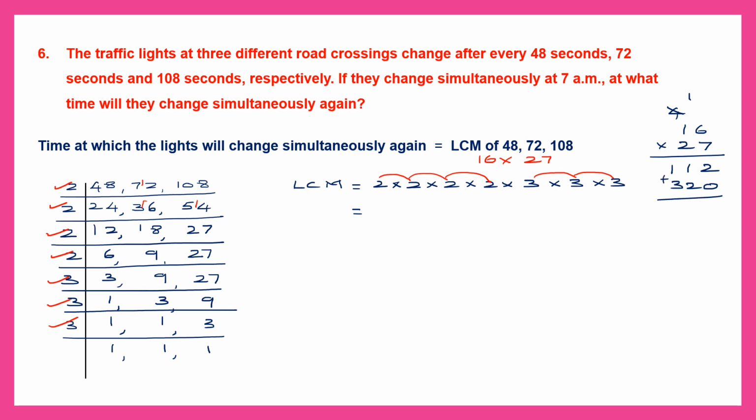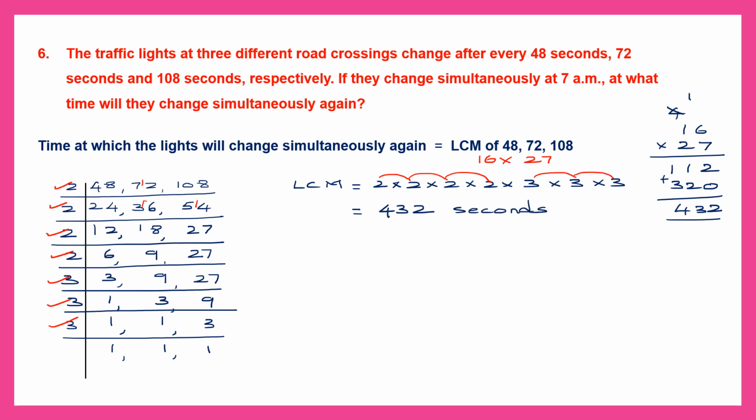So now let's add this up. 2, 1 plus 2 is 3. 3 plus 1 is 4, 432. So the LCM is 432. And what is the LCM we said? We said the LCM is the time at which the lights will change simultaneously again. So 432 will be seconds because these are all in seconds. So 432 seconds.